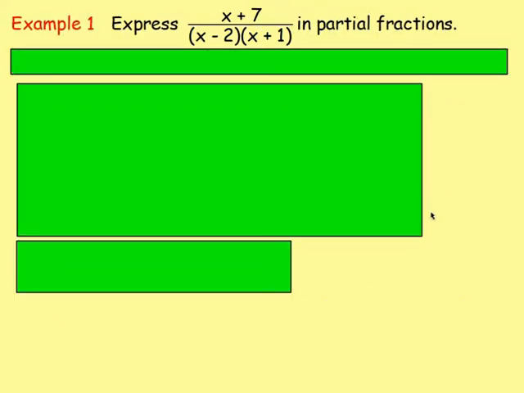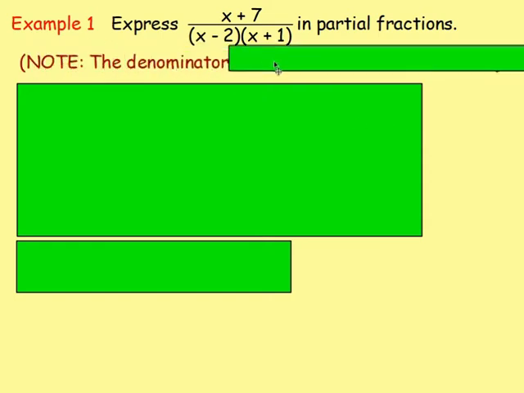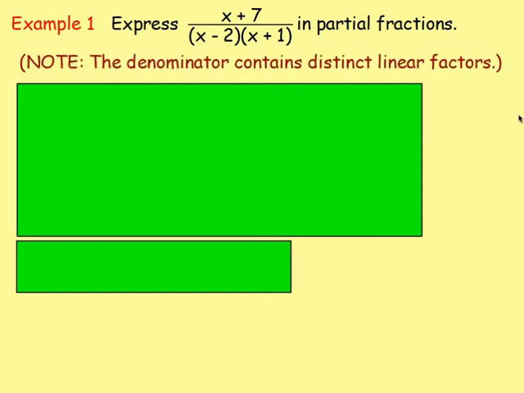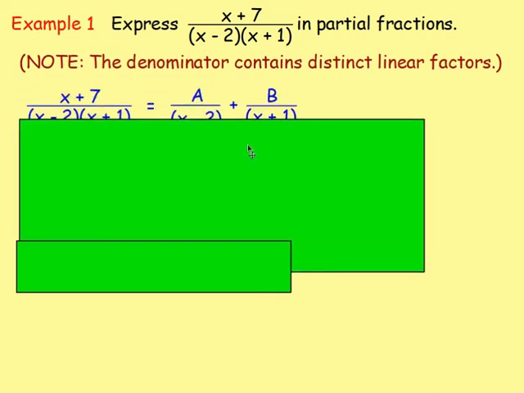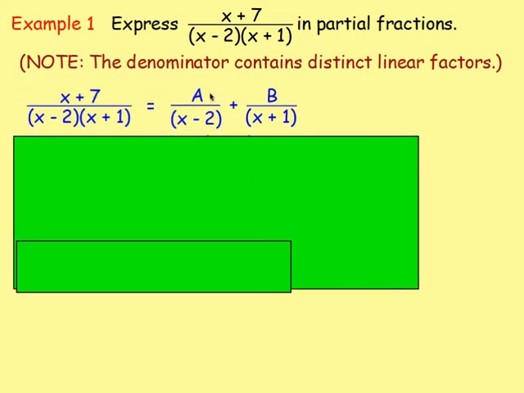Let's try an example then. Example 1: express (x + 7) over (x - 2)(x + 1) in partial fractions. First thing to notice is that your denominator contains distinct linear factors. We've got an x take away 2, and we've got an x plus 1. Therefore, we can split that up into something over x take away 2 plus something over x plus 1. And again, the somethings you would just write as A and B. So we've got A over x take away 2 plus B over x plus 1.